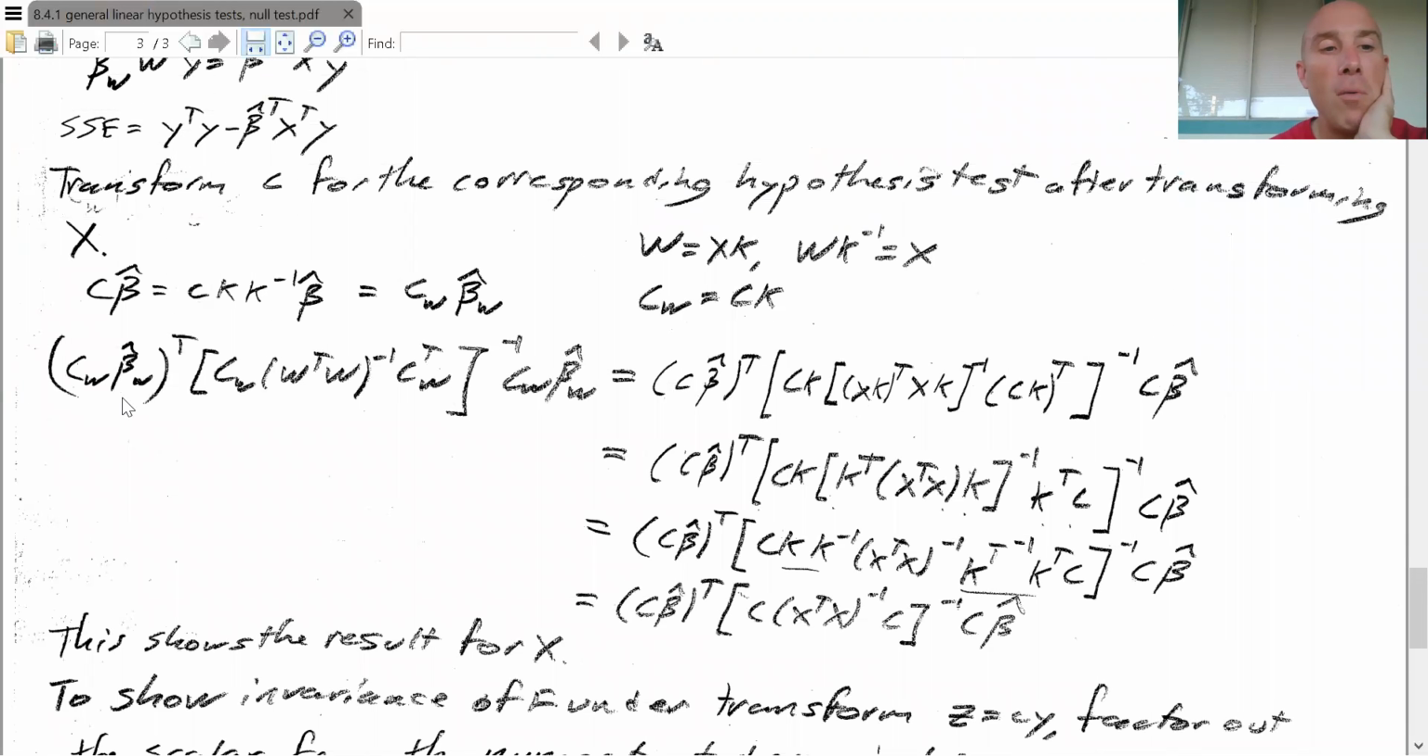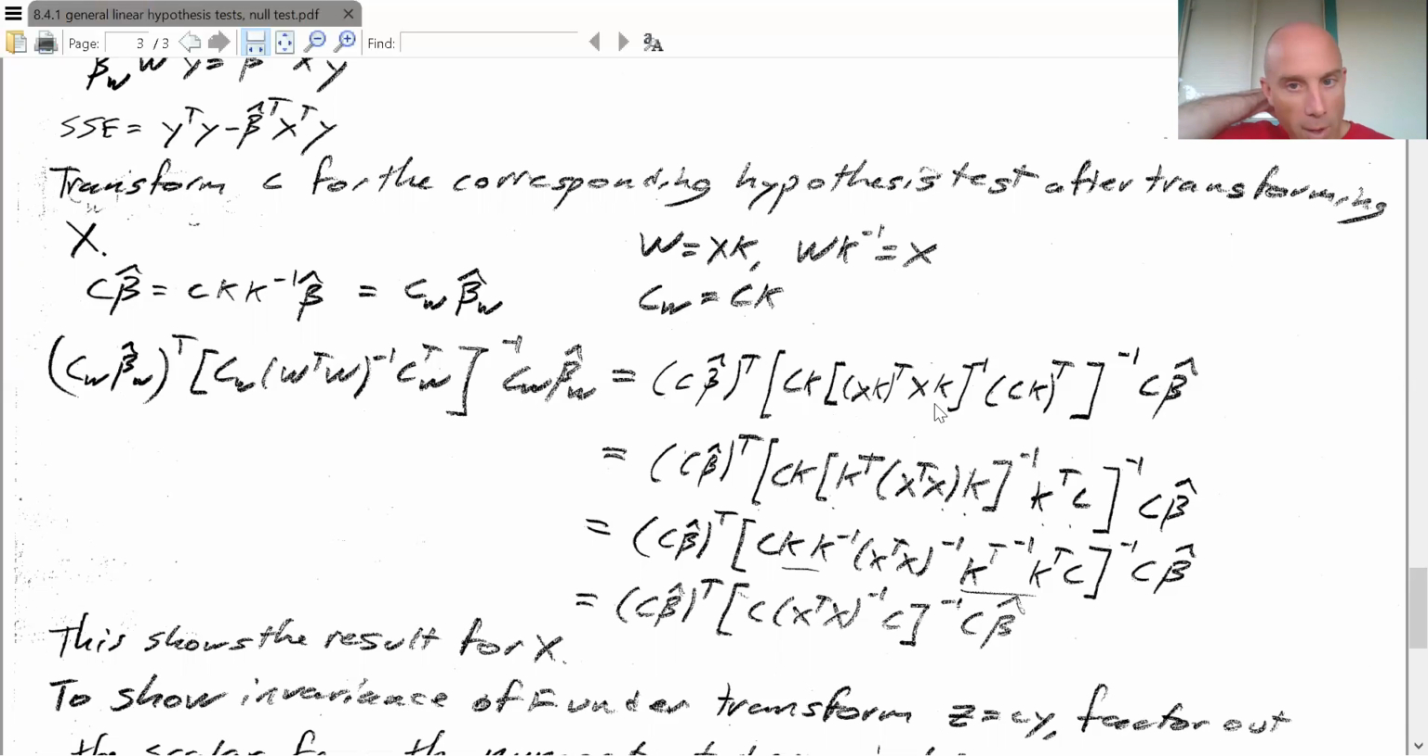All right, so CW beta hat W is equal to C beta hat. These two parts come from this equation here. Now, CW is equal to CK, so this CW becomes a CK, and this CW becomes a CK. Now, W is equal to XK, so every time I see a W, I replace it with XK. All right, so now I've done my substitutions.